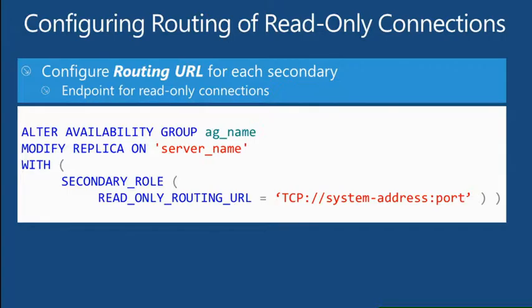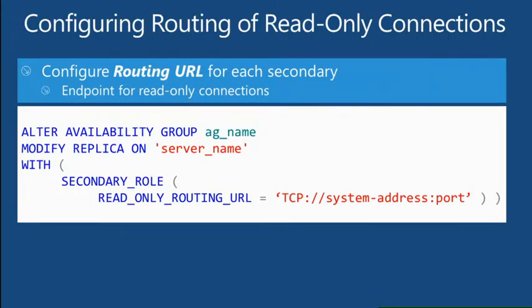There are a couple of settings. Sorry, I'll show you this through the demo, and hopefully it will be clear. There are two settings that you need to specify. One of the settings is each of these secondaries needs to listen to read-only connections somewhere, right? So you need to create an endpoint to listen for those connections. So this is what you have in the screen.